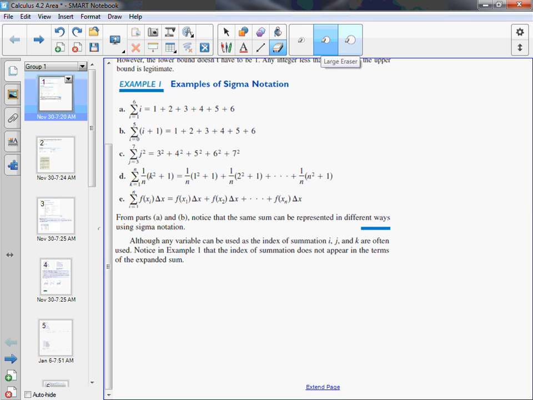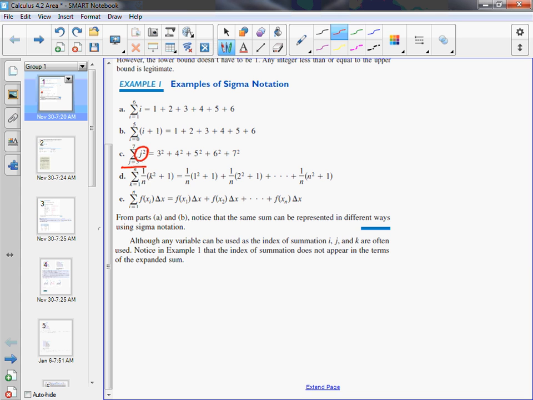Okay? And then look, we can make this as complicated as we want to make it. We make it complicated by making each term more complicated. Okay? So here in part C, our index of summation is J, our lower bound is 3, our upper bound is 7, so we're just counting from 3 to 7: 3, 4, 5, 6, 7.